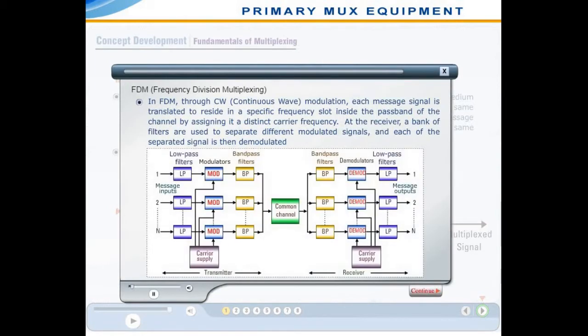FDM, frequency division multiplexing. In FDM, through continuous wave modulation, each message signal is translated to reside in a specific frequency slot inside the passband of the channel by assigning it a distinct carrier frequency. At the receiver, a bank of filters are used to separate different modulated signals, and each of the separated signal is then demodulated.